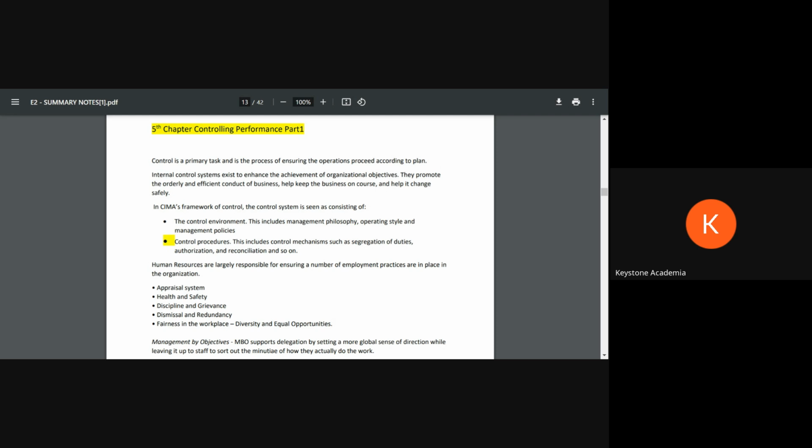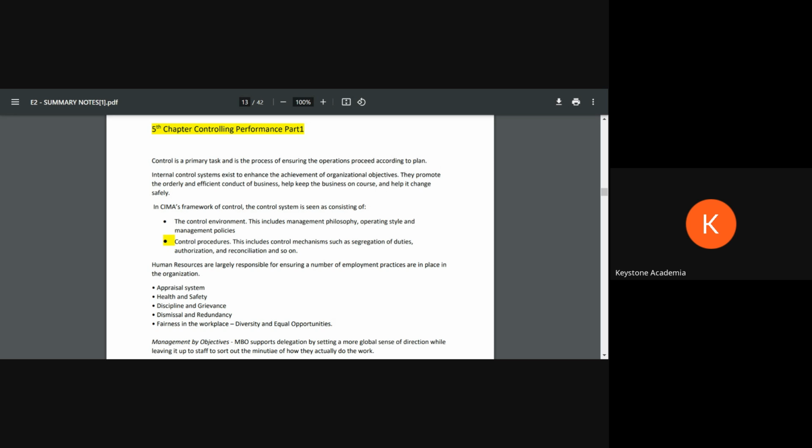This control environment influences how business strategies and objectives are established, how risks are identified and addressed, how control activities are designed and implemented. Okay, so this is the basis for all the control activities. The next one being control procedures. This includes control mechanisms such as segregation of duties, authorization, reconciliation, and so on and so forth.